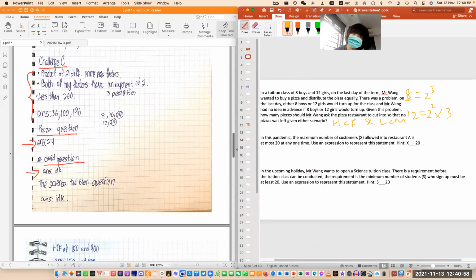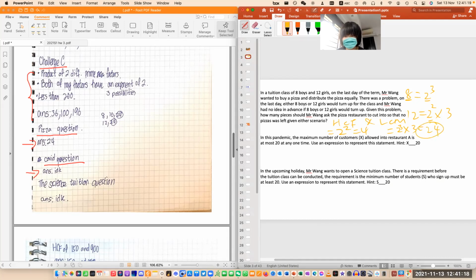So for the HCF, I choose the shared prime numbers and then I choose the lowest power. So this will give me 4 for HCF. For LCM, take all available prime numbers, and then choose the highest power. So this will be 24. Yeah, so 24 is the answer.